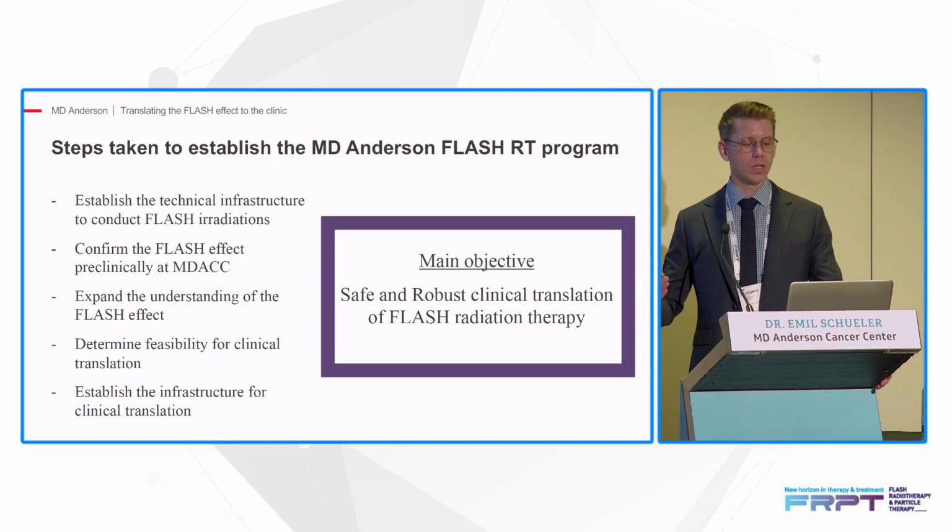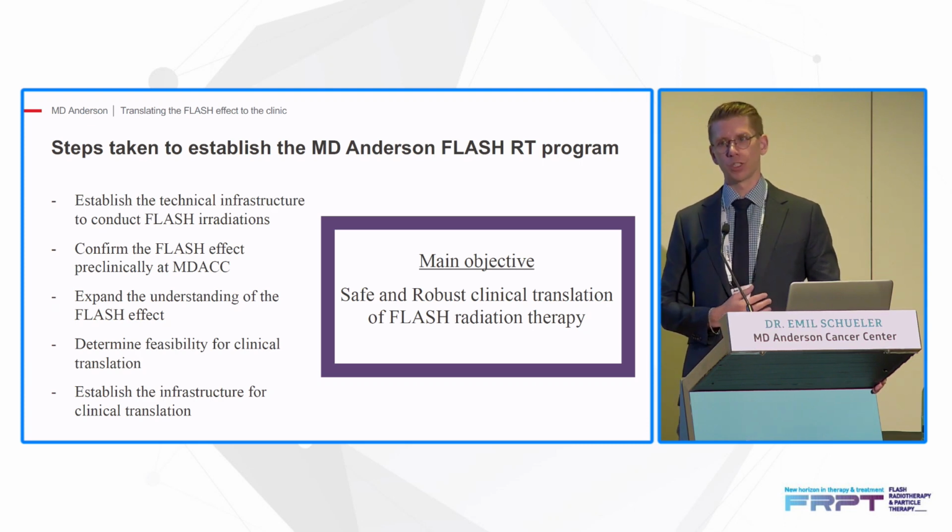When we started off, we set up these five goals that we had to investigate. Establish the technical infrastructure to conduct FLASH irradiation was obviously the first. Confirm the FLASH effect preclinically. Expand the understanding of the FLASH effect. Determine feasibility for clinical translation. And then establish the infrastructure for clinical translation if that was deemed feasible.